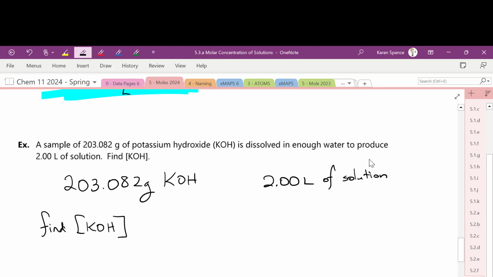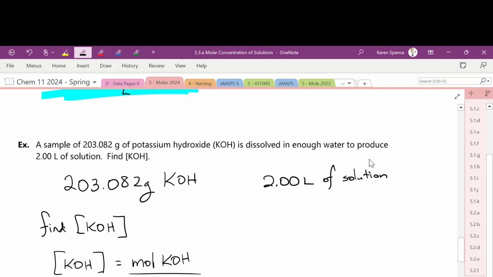First of all, what is the formula for finding concentration of KOH? What do we put on the top and what do we put on the bottom? You can just give me the units if you like. What goes on the top? Moles. So I want the moles of KOH. And on the bottom, I want the volume. Volume of solution.